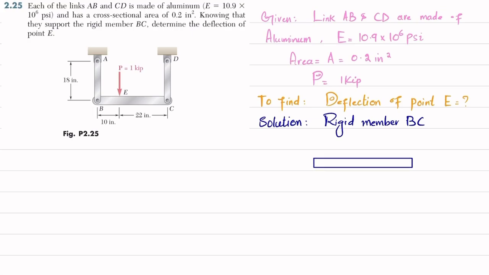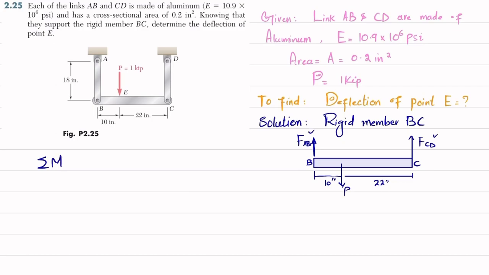Assume that if we draw like this, at this end we will have a force which is represented by FAB. Clear? This is your point B and this is your point C, and here you will have a force represented by FCD, and at this point we have a load of P that is acting downward. This distance is given as 10 inch while this distance is given as 22 inch. So by applying equilibrium conditions we can find FAB and FCD.